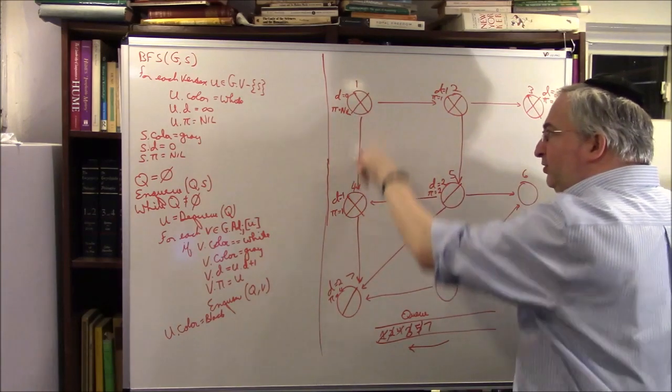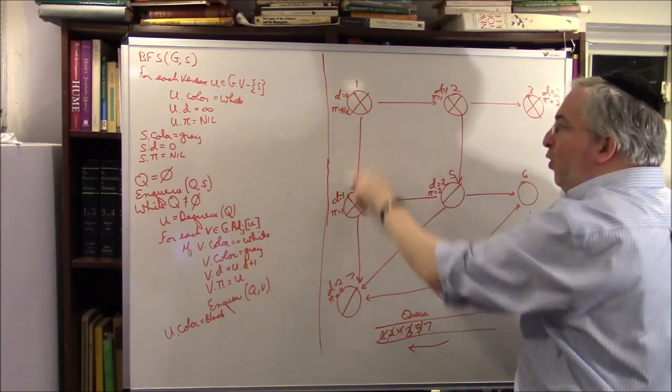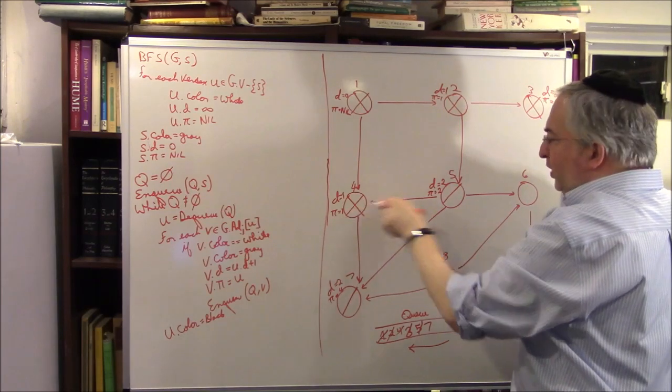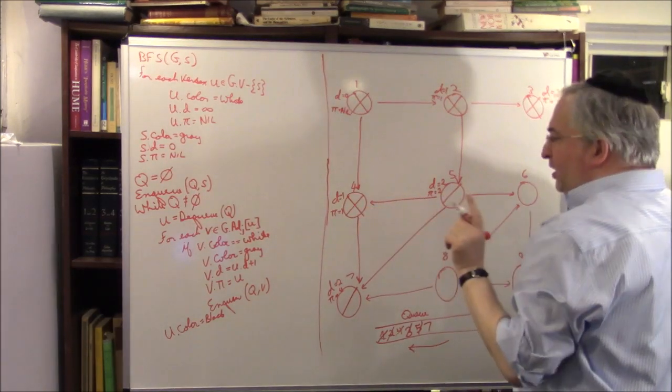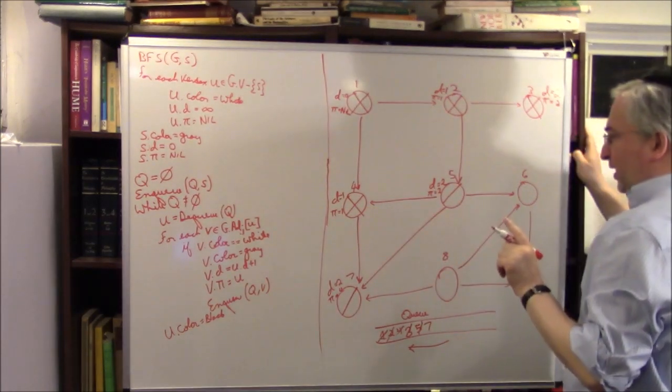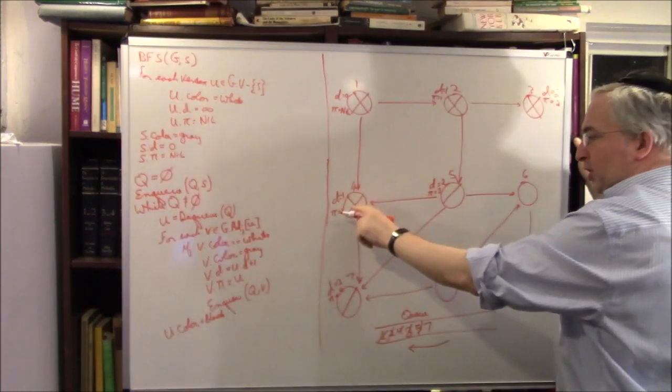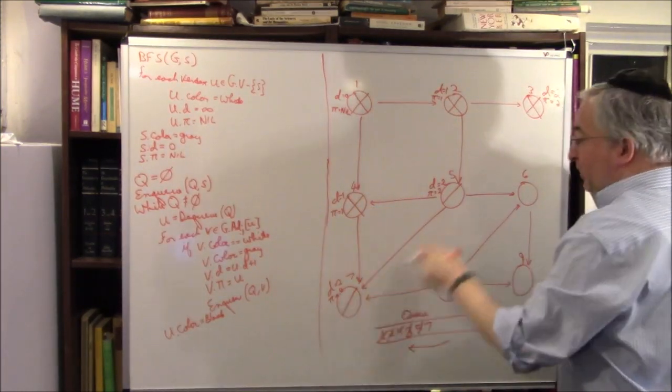He is a child of 1. Okay? 1 brought 4 into the tree, not 5. Okay? So that's why we're doing that. We didn't look at that. We're not going to look at him either. We are going to look at him.